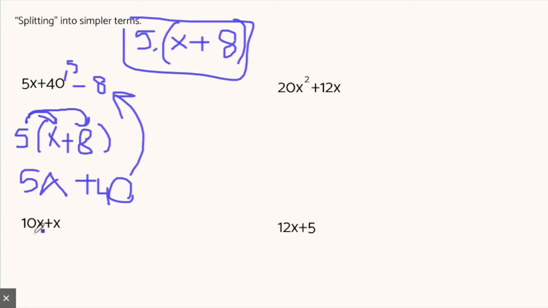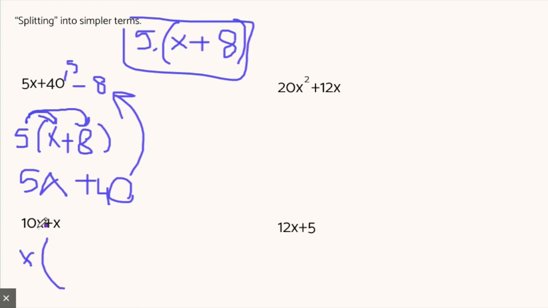Now let's do the second one. 10x plus x. Now 10 and 1, which is the coefficient for x, which is invisible in this case, don't have anything in common except for 1. And if you take 1 out, that wouldn't be simplifying anything. But I see that both of them have x in them. This has 1x and this has 10x. So let's take x out.